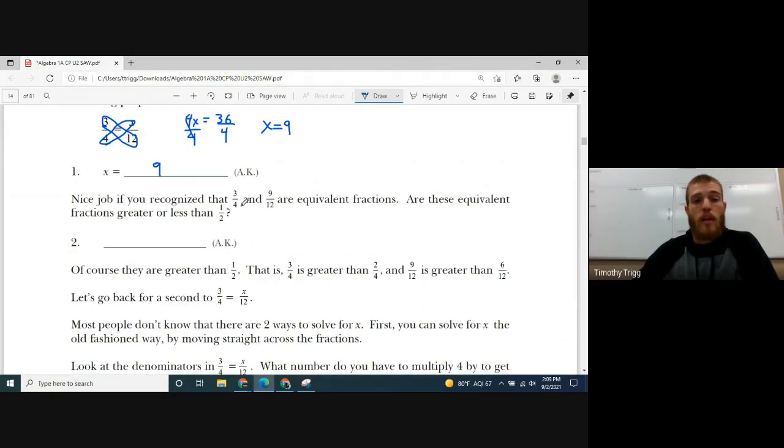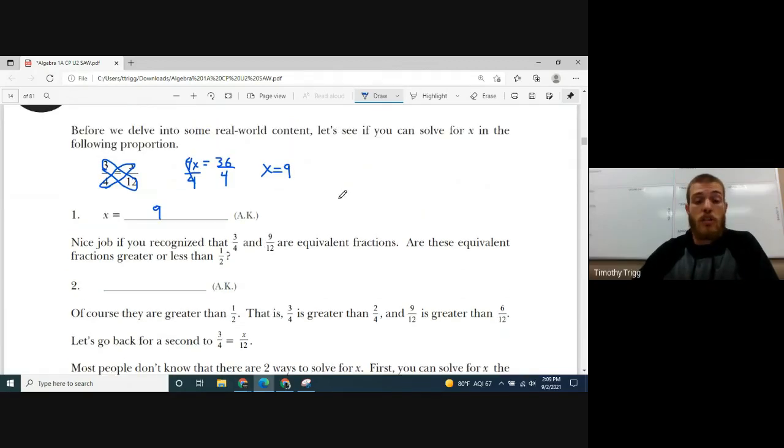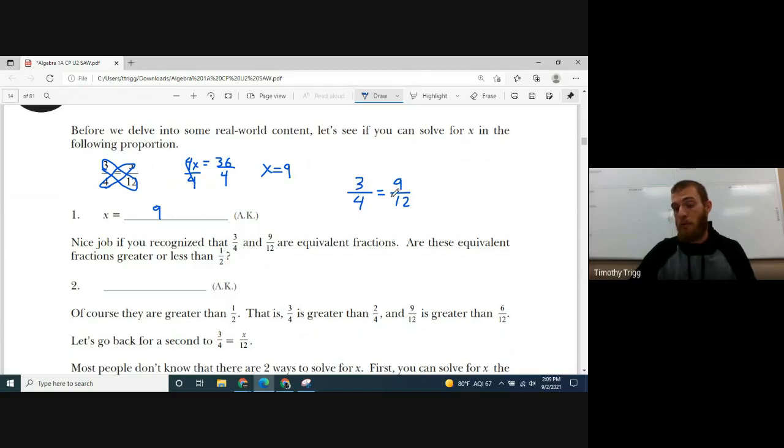One thing they want you to see is that 3/4, the original fraction we had, is actually equal to the resultant fraction 9 over 12. These are equivalent fractions. If you checked in your calculator and you divided 3 divided by 4 and 9 divided by 12, you'd get 0.75 for both. So these are actually equal fractions, and that's one way you know you did it right.